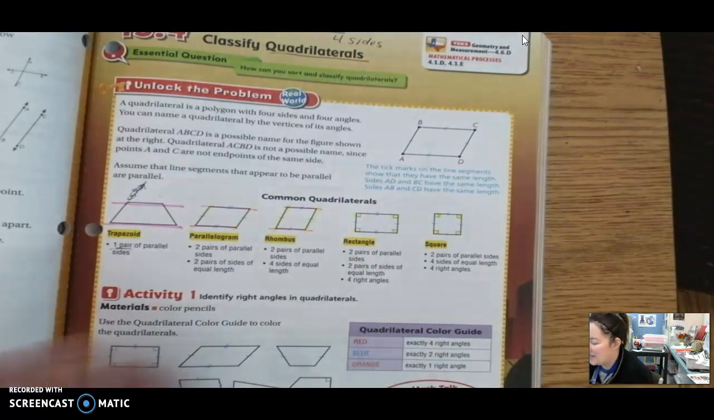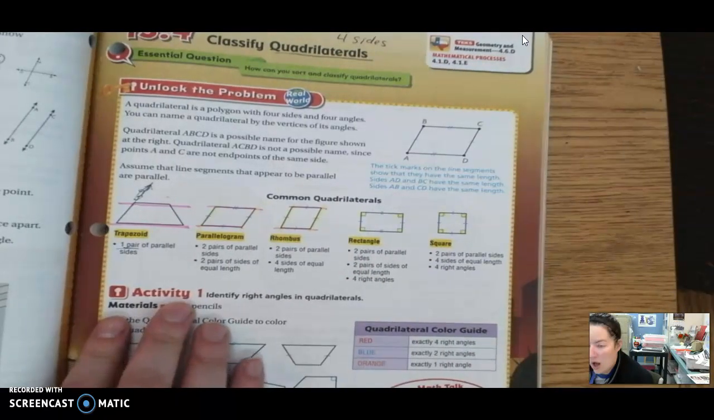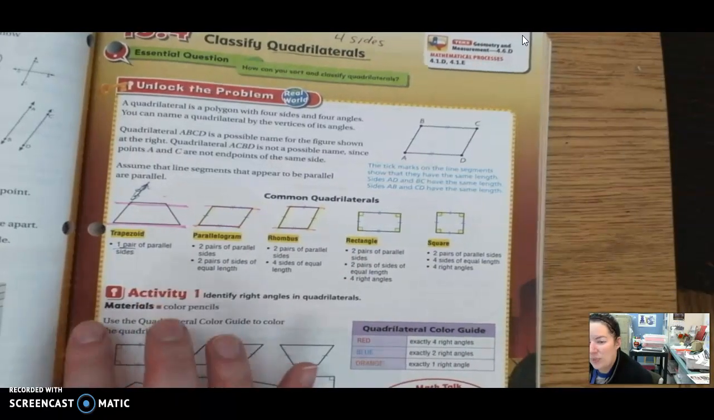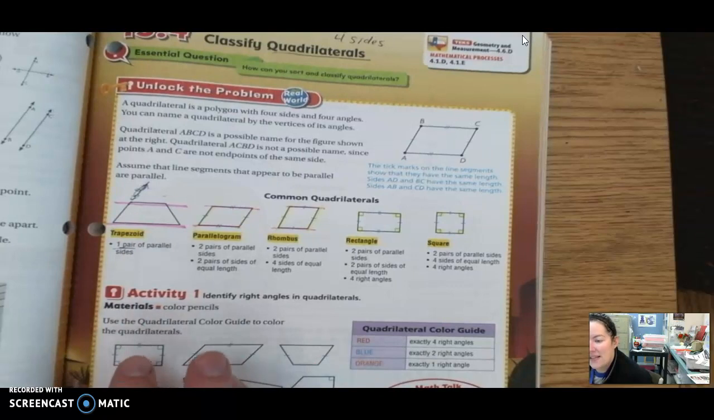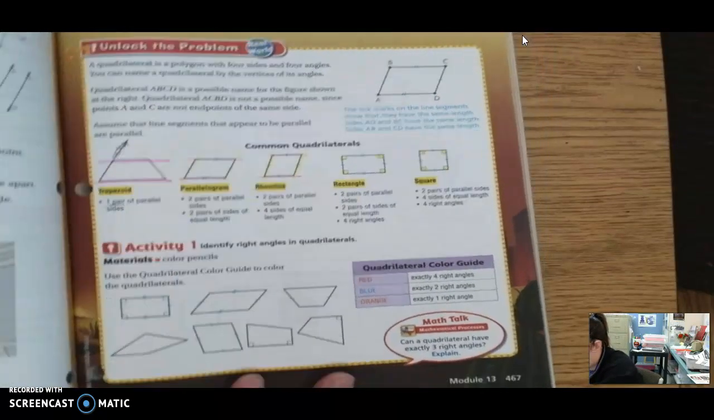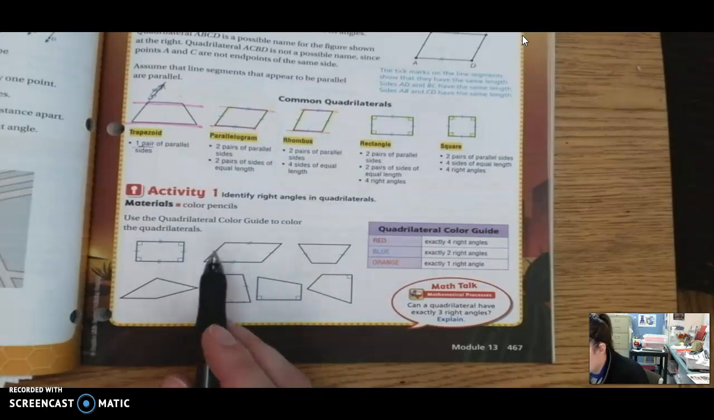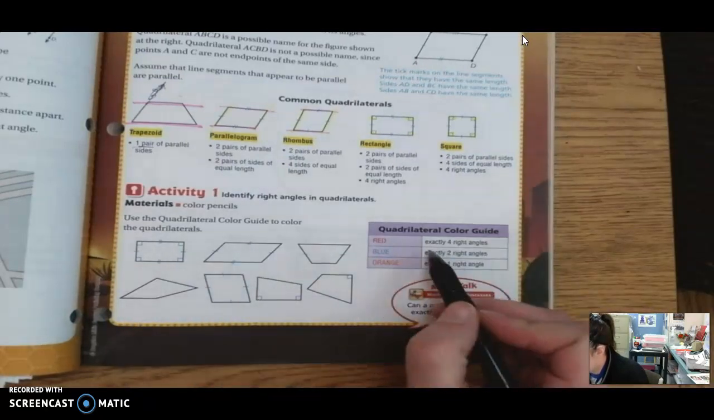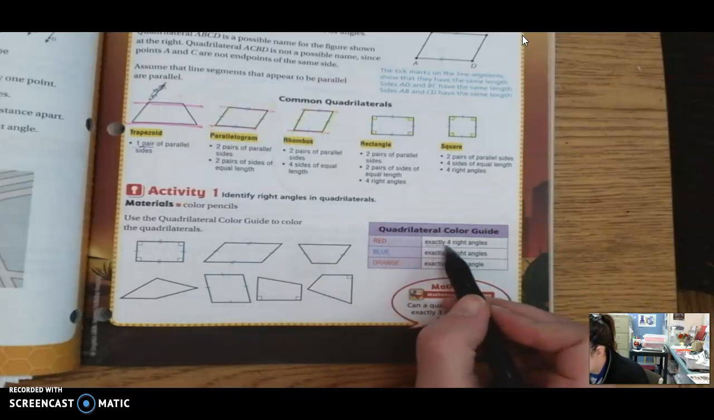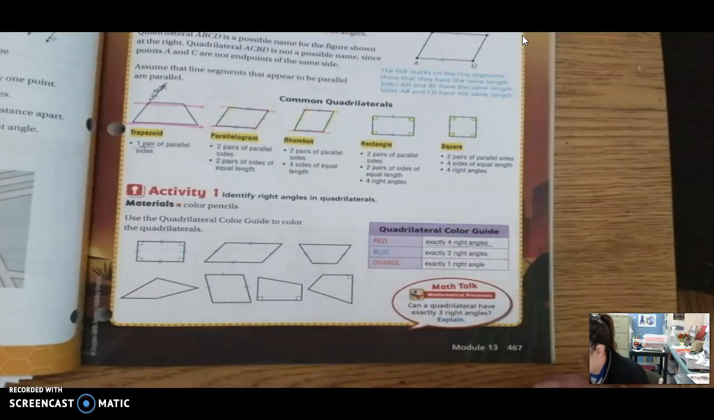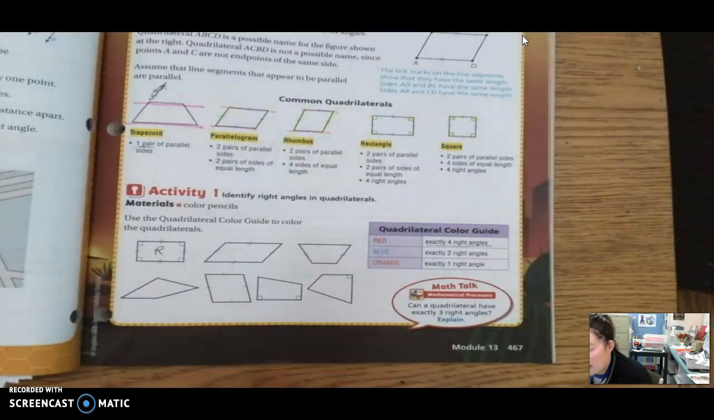So we're going to take this information about common quadrilaterals, and it's going to help us to classify some of these shapes. Let's take a look at this first little activity down here. This is just to help us walk through. So it says, use the color guide to color the quadrilaterals. So anything with exactly 4 right angles, we're going to color red. I'm just going to mark it. So which one of these has exactly 4 right angles? This is the only one. I would color that one red.